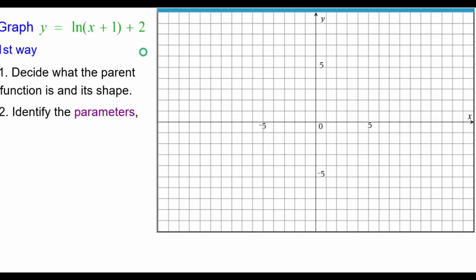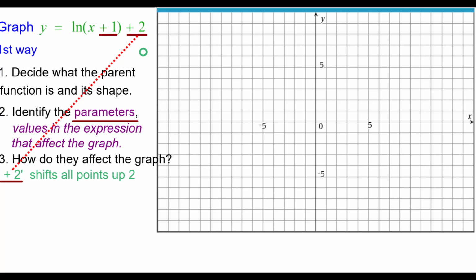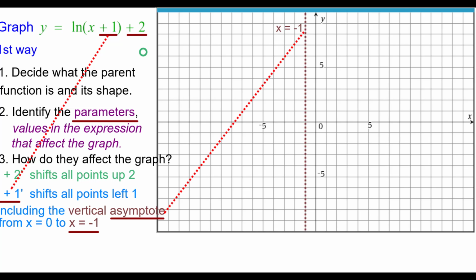We need to identify the parameters, and these are values in the expression that affect the graph. In this case, there are 2 of them. How do they affect the graph? Well, the plus 2 shifts all points up 2, and plus 1 inside the parentheses shifts all points left 1, including the vertical asymptote, which used to be at x equals 0 and now is at x equals -1.